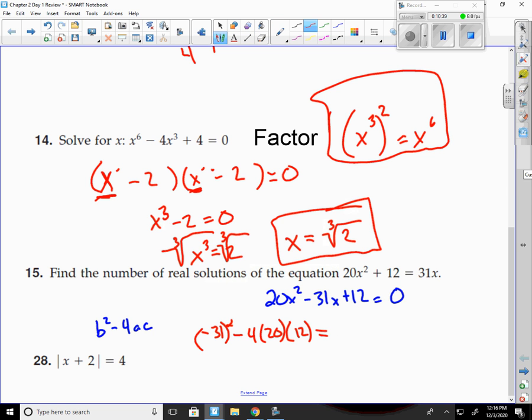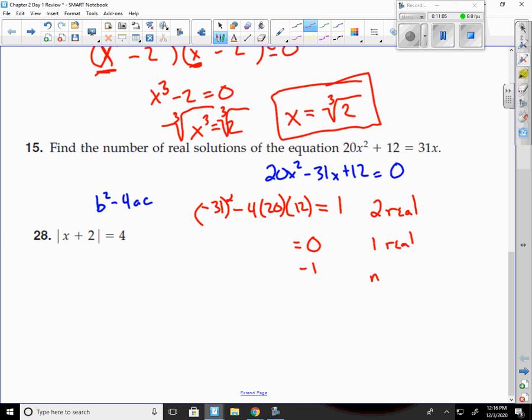If this number that we get is a positive number, so all this equals 1, then you know you have 2 real solutions. If we solved this and we would have come up with 0, that tells you that it's 1 real solution. And if we had gotten a negative number, that tells you there's no solution. So that's all you have to do for this.